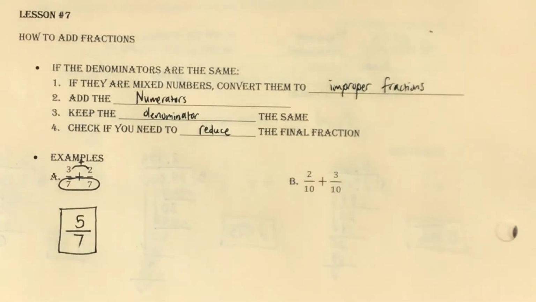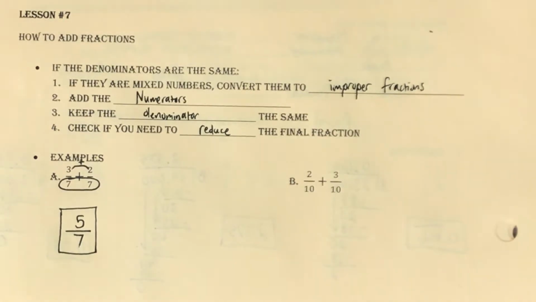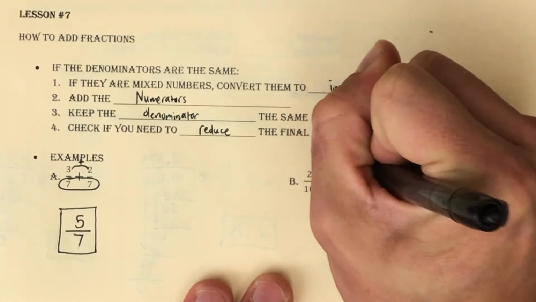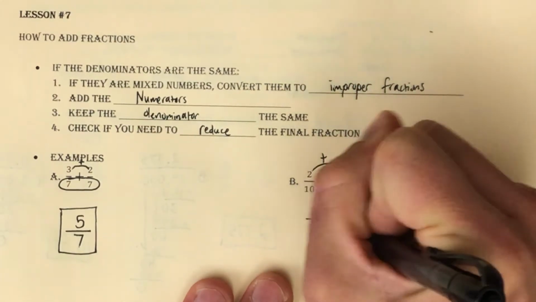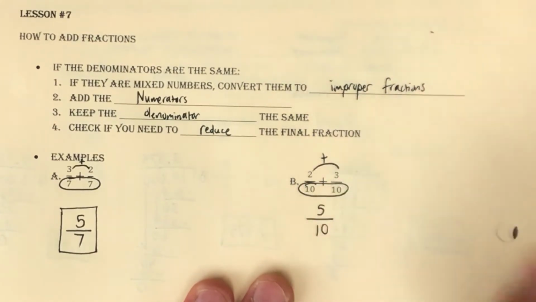Again, don't forget that last step to check if we need to reduce the final fraction. All right, so do we have any mixed numbers in this? No, we don't, so don't have to worry about it. If we did, we'd want to convert them to improper fractions. So step 2, we're going to add these numerators. So 2 plus 3, well again, that is 5. All right, then I'm going to keep the denominators the same, so 5 over 10.